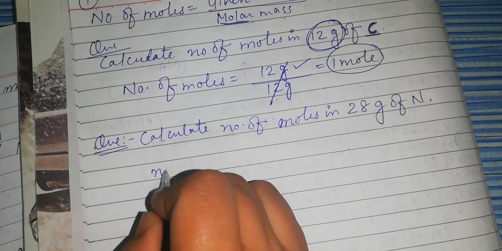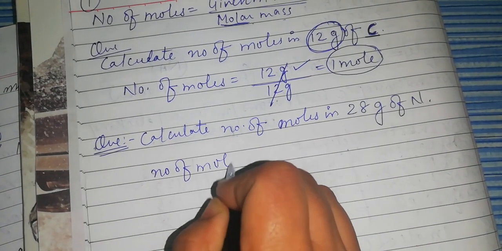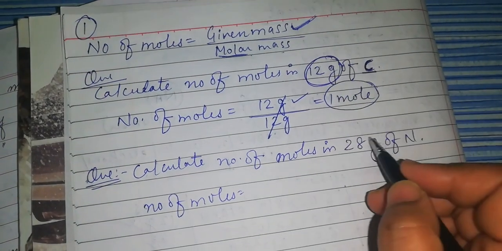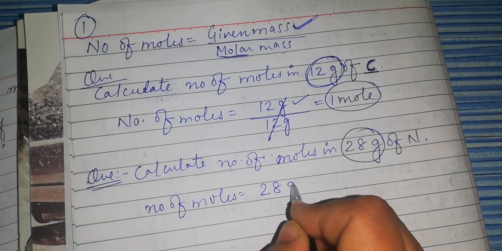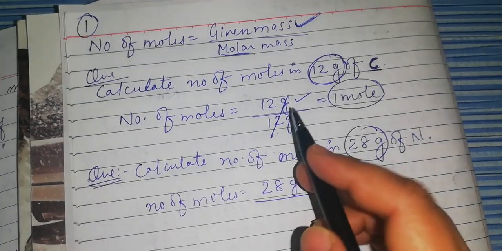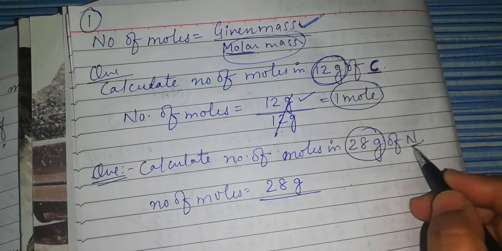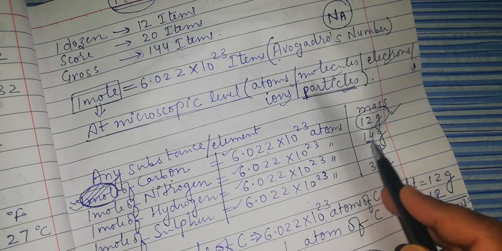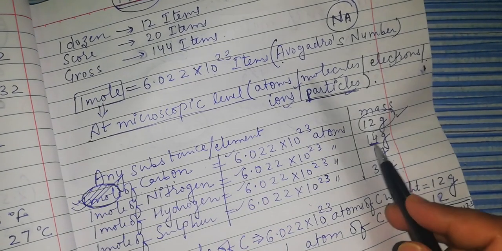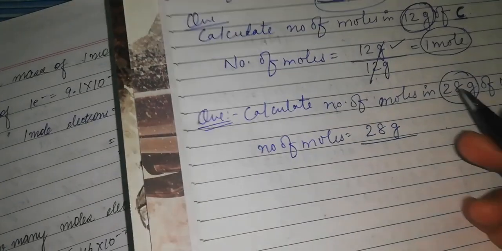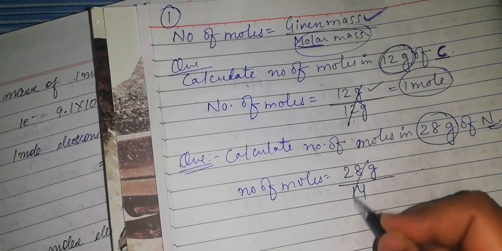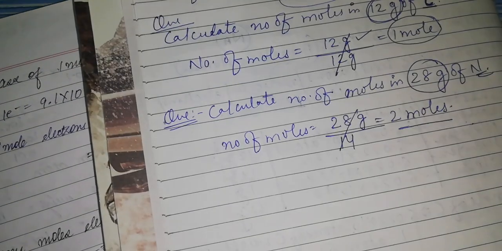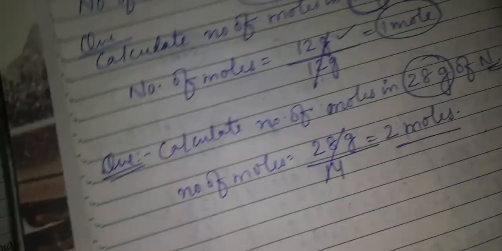So again, number of moles equals given mass. Given mass is 28 gram. And the molar mass of nitrogen we have already seen: the weight of 1 mole of nitrogen is 14 gram. So we will divide it by 14, and we will get 2 moles. Is that clear? This is quite easy.